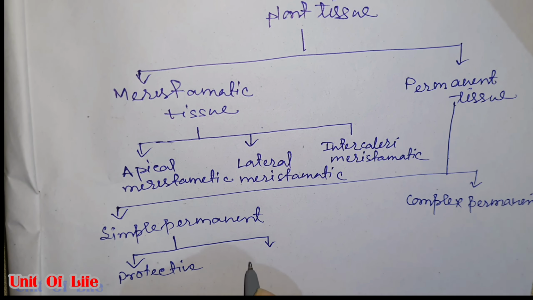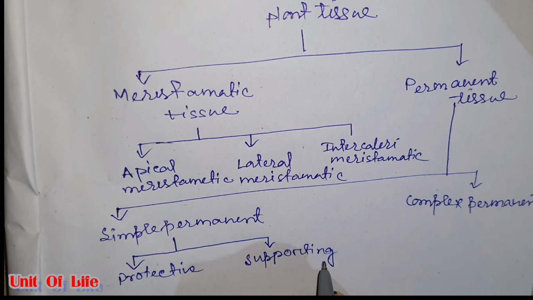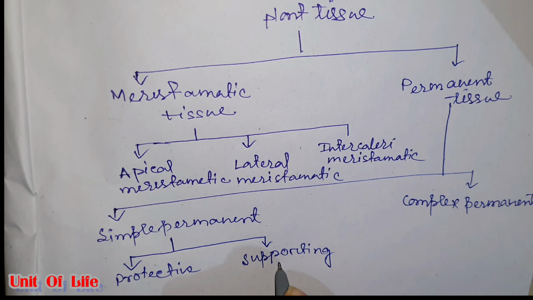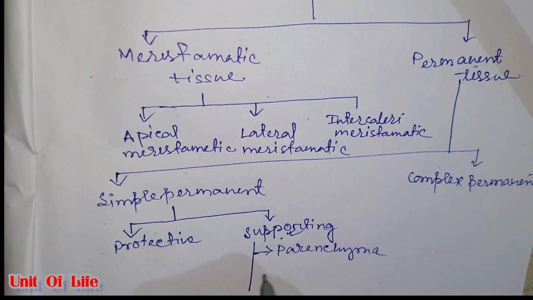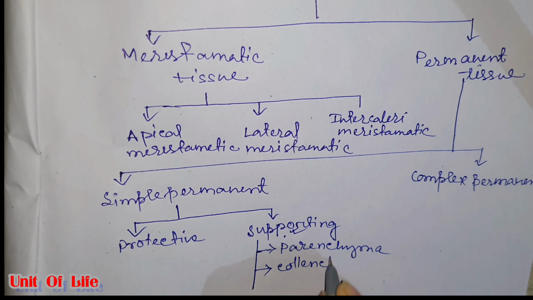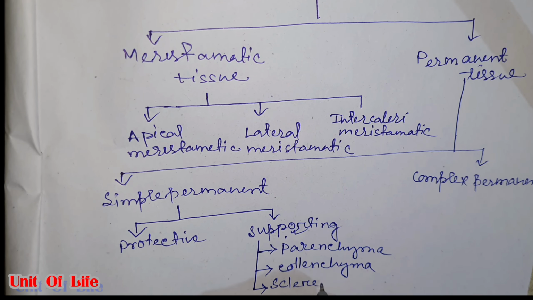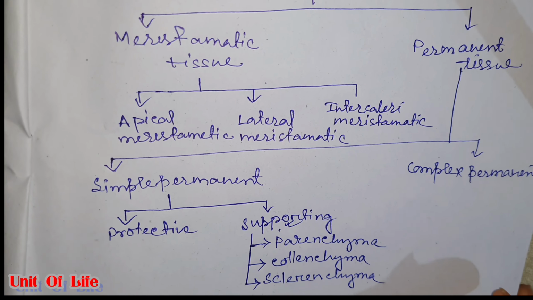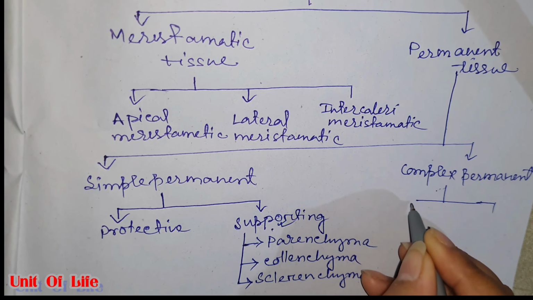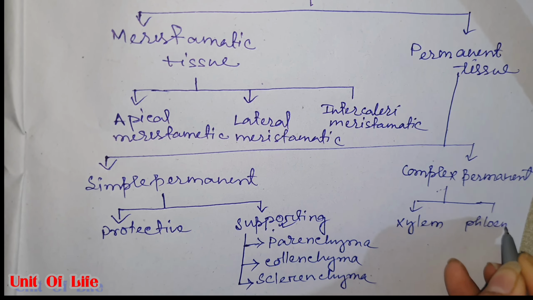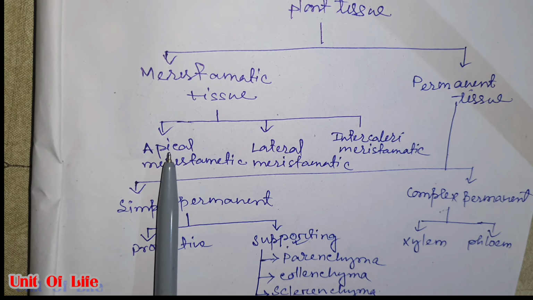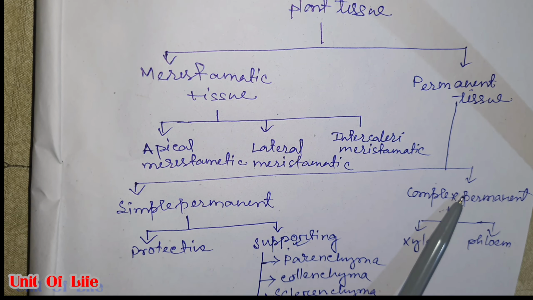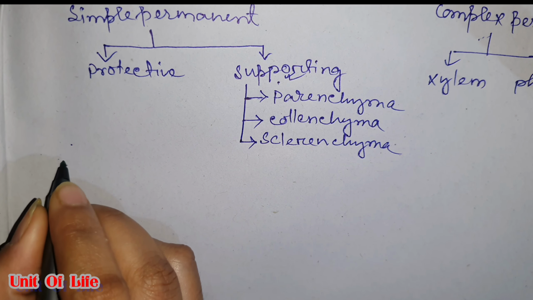Secondly, simple permanent tissue is divided into two: protective simple permanent tissue and supporting simple permanent tissue. Then supporting simple permanent tissue is also divided into three: parenchyma, collenchyma and sclerenchyma. And complex permanent tissue is divided into two: xylem and phloem.